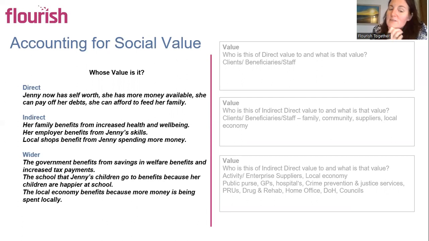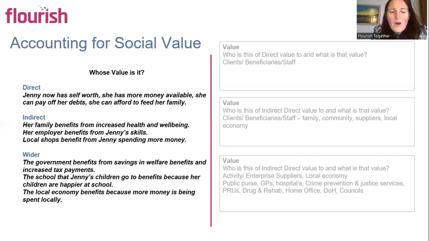Indirectly, her family is benefiting from this increased health and well-being in Jenny, because she might be more positive, she might have a better mood, she might be going out more and socialising in different ways, going to places that they've not been to before. Her employer is benefiting from Jenny's skills. Jenny's developed these skills, she's got this job, and they've got new talent. The local shops are benefiting because Jenny's spending more money in the local area because she's got more disposable income.